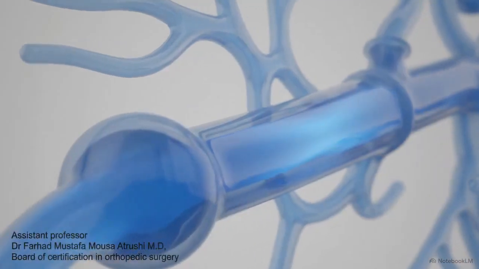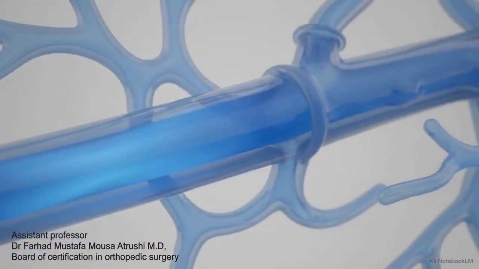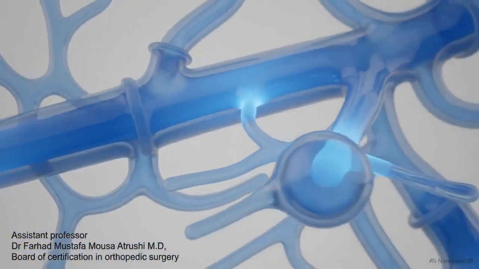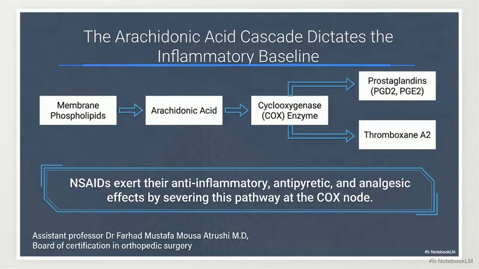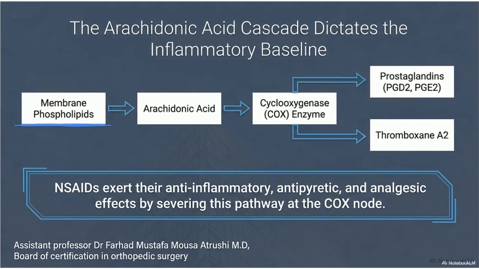To understand exactly how these drugs interact with bone tissue, we have to look past the joint and examine the reactions at the microscopic level. This arachidonic acid cascade flowchart dictates the baseline of human inflammation. The flow begins with membrane phospholipids and ends producing crucial signaling molecules, prostaglandins and thromboxane A2. NSAIDs exert their primary effect by severing this entire pathway precisely at the COX enzyme node.